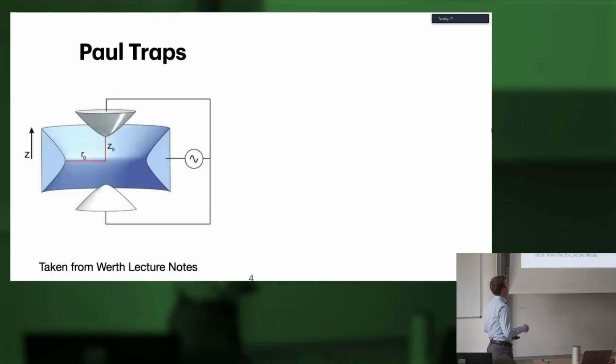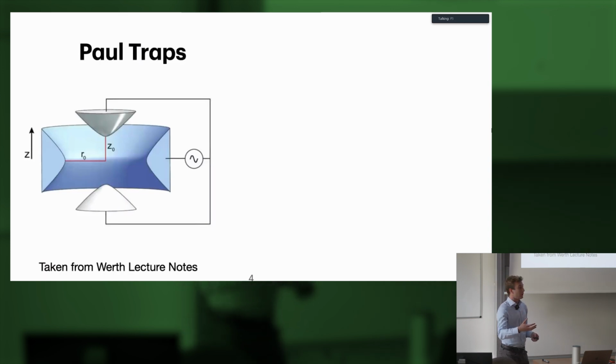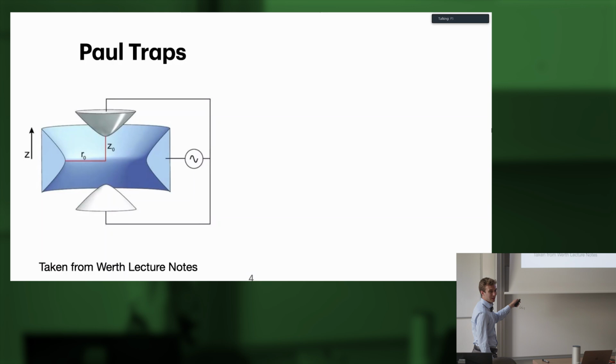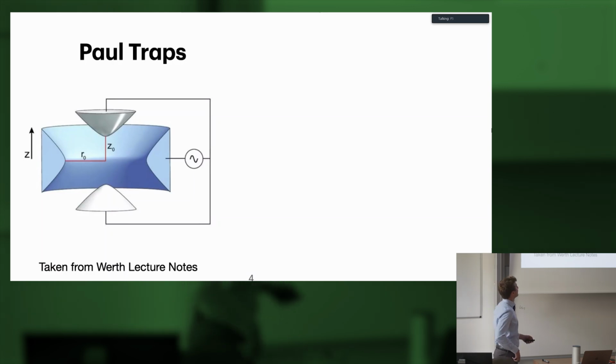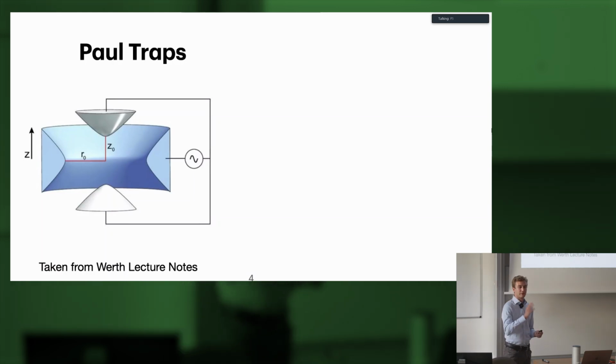The Paul traps are setups to confine charged particles, and you can see that there are two end caps kept in a static potential, and they confine the particles in the z direction.